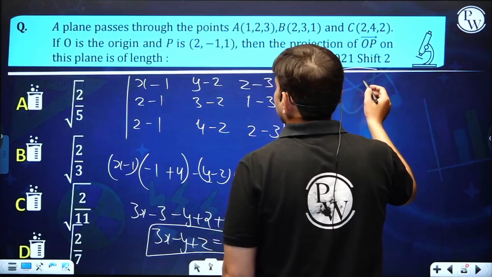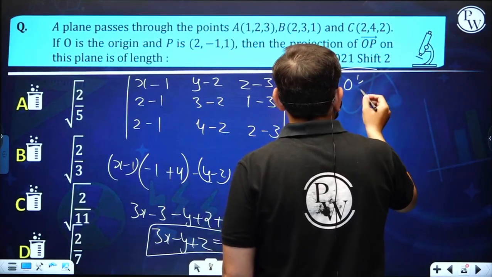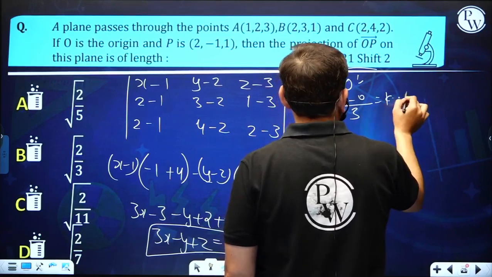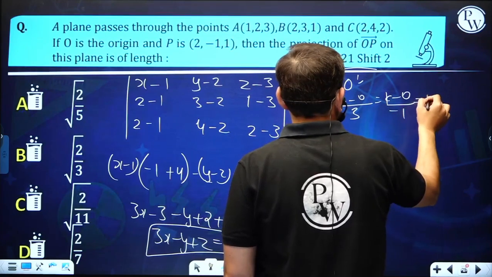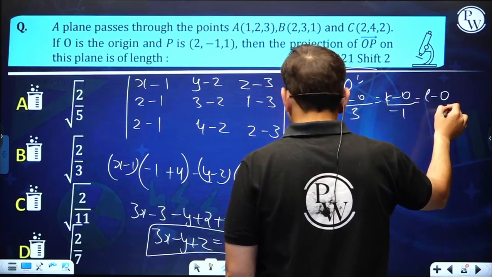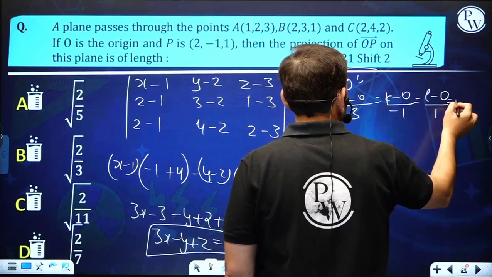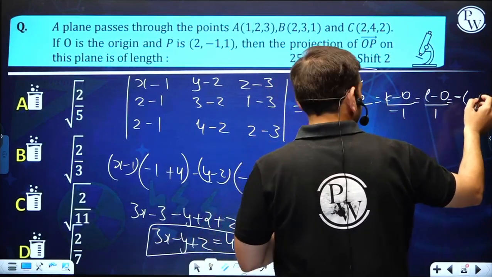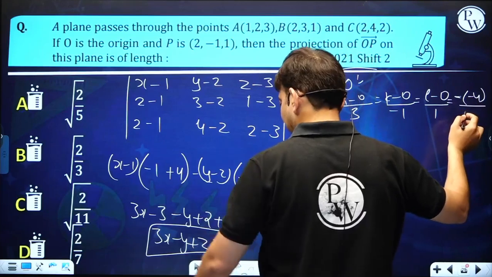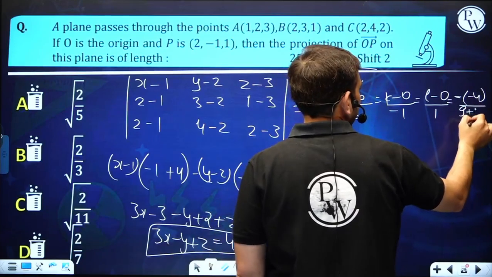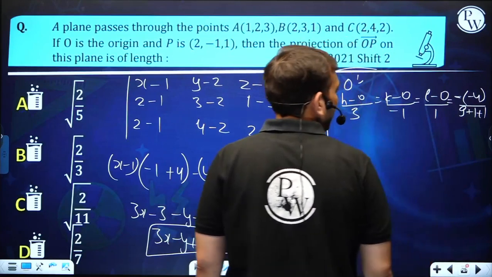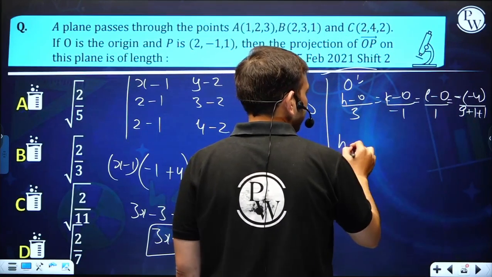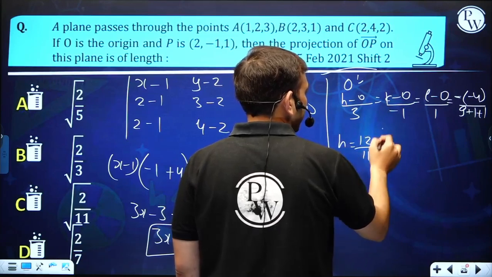For 0, 0, 0, like O dash. O dash will become h minus 0 by 3, k minus 0 by minus 1, and l minus 0 by 1 is equals to minus 0, 0, 0. So it will become minus 4, 3 square 9 plus 1 plus 1. So it is 4 by 11. So h is equals to 12 by 11.